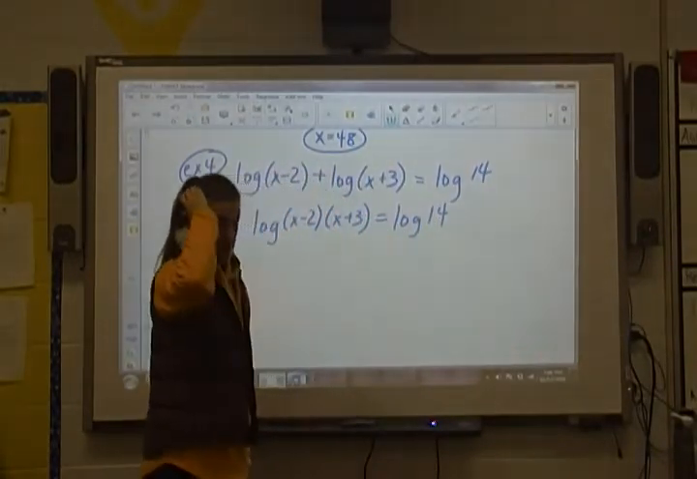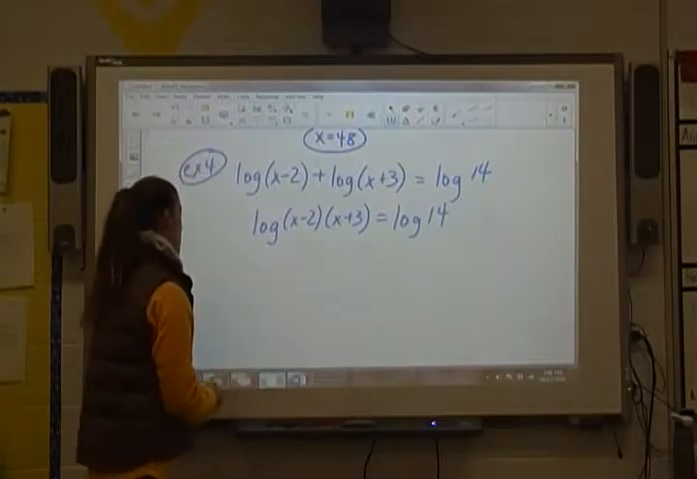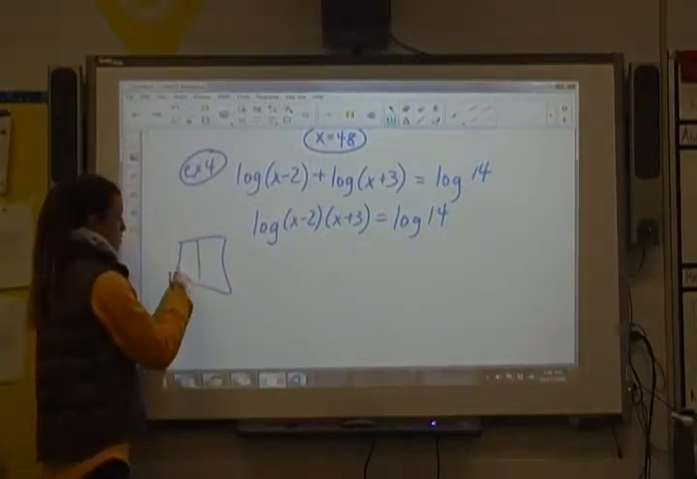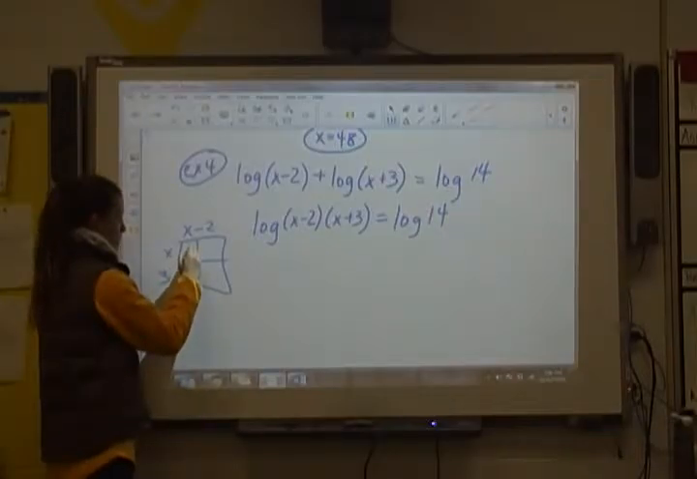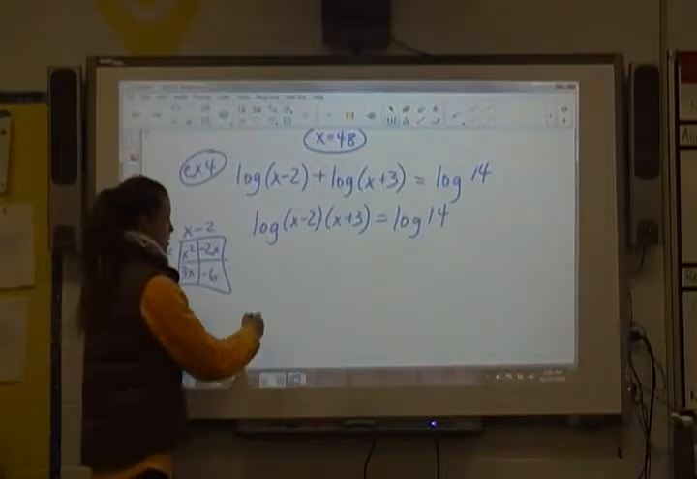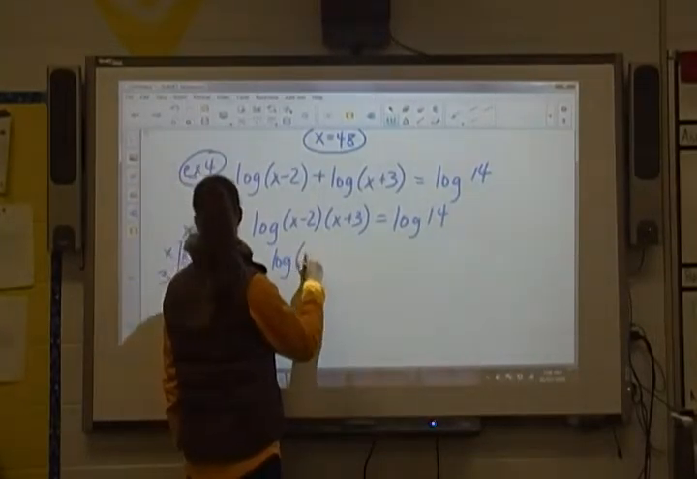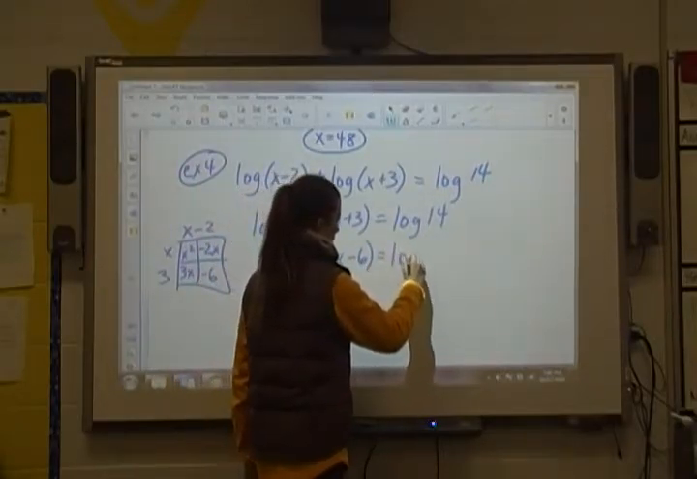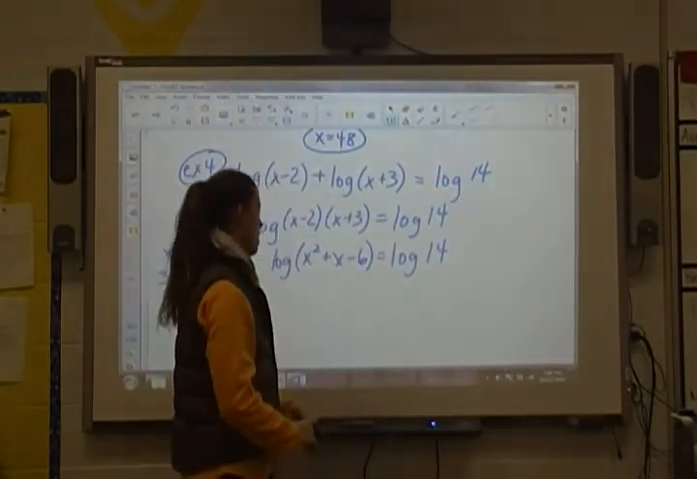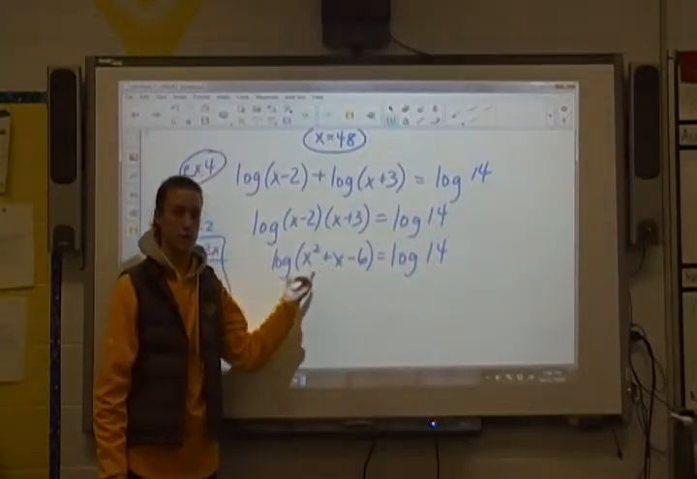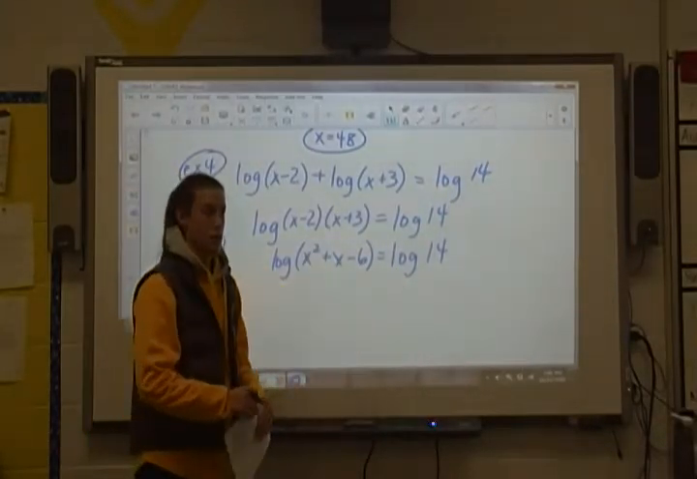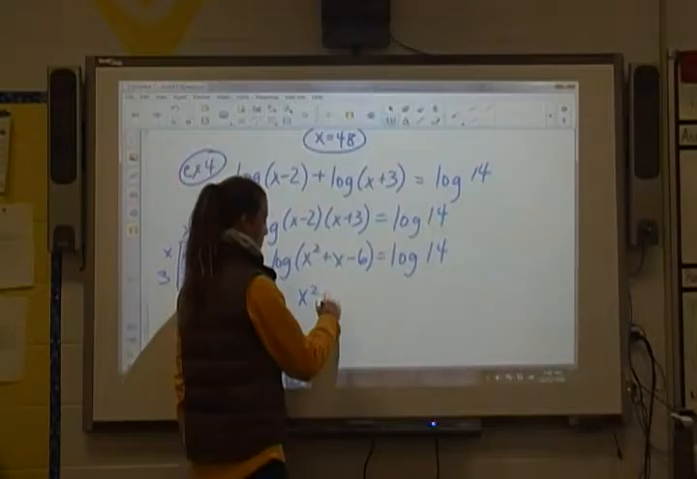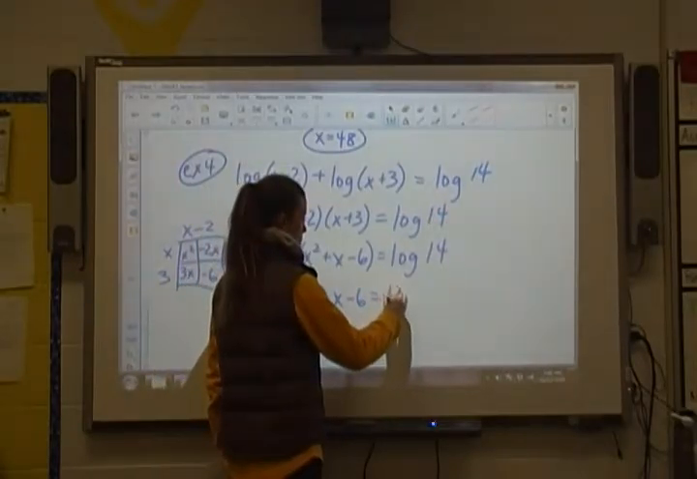If I keep going with this, I'm going to use the box method to multiply these two. Write this out if you need to. So I have x squared minus 2x, positive 3x minus 6. So I have log of x squared plus x minus 6 is equal to log of 14. Now I have that one-to-one property in place. So I've got logs on both sides. So I have x squared plus x minus 6 is equal to 14.